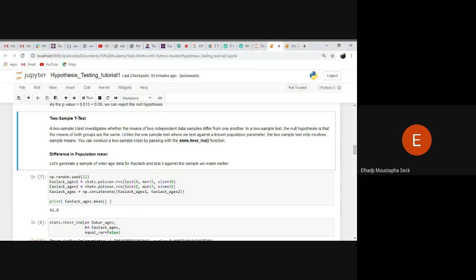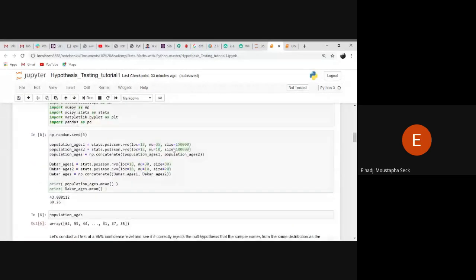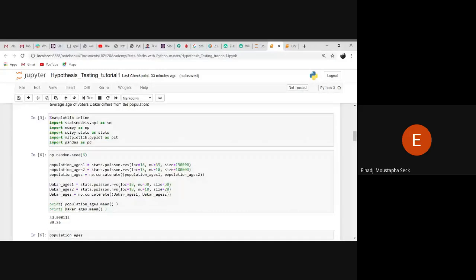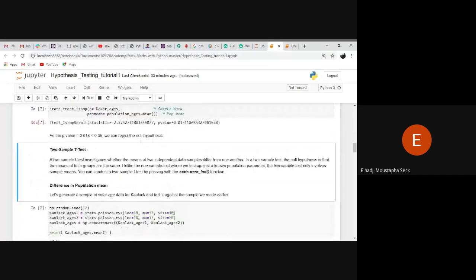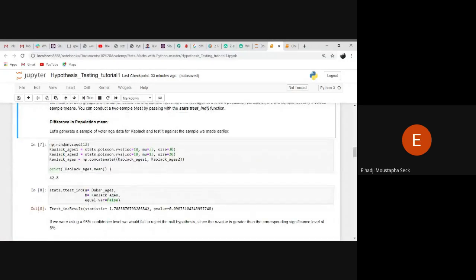The claim of the null hypothesis is that the means of the two samples are the same. Unlike the one sample test, where you test against the population mean, here you have two means, and the null hypothesis says the two means are the same, and the alternative hypothesis says no, they are not the same. I have generated data for the entire population, and for Dakar only. So I just created another sample for another city in Senegal called Kaolack. This is another sample, and this is the mean of this sample.